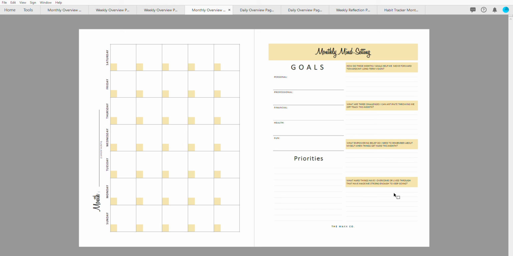So that is the overview of the monthly pages in both the Max 4M and the Max 2M tools.